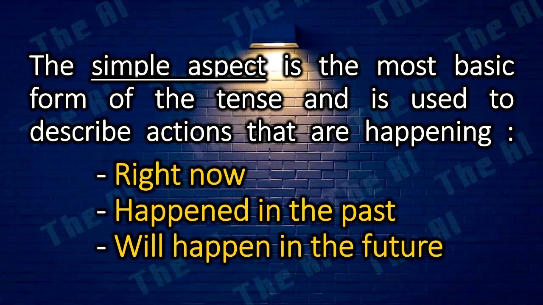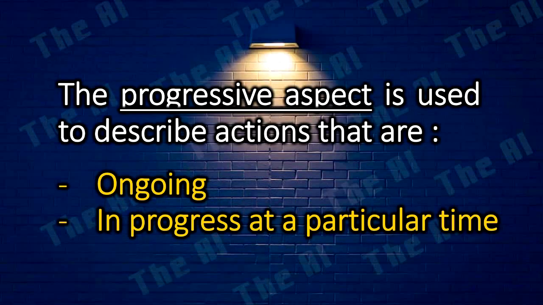The simple aspect is the most basic form of the tense and is used to describe actions that are happening right now or that happened in the past, or will happen in the future. The progressive aspect is used to describe actions that are ongoing or in progress at a particular time.